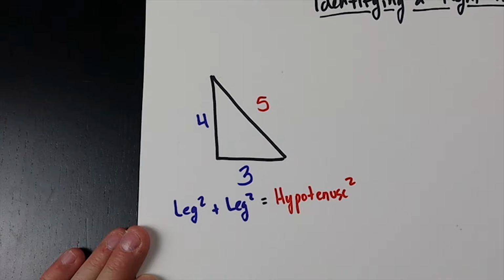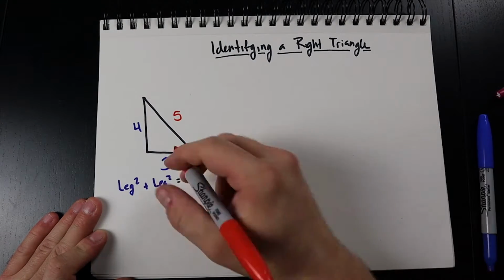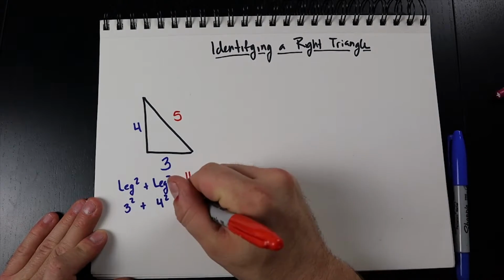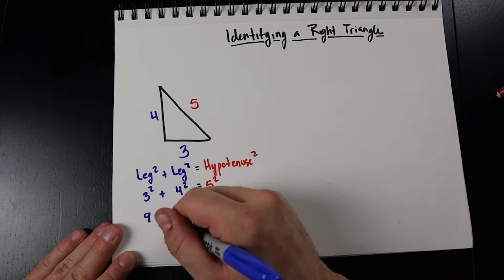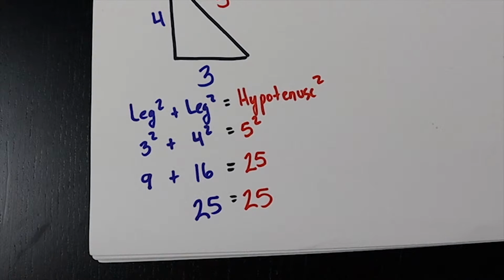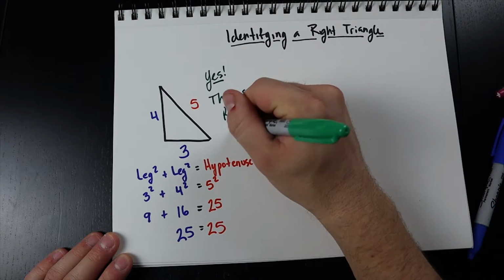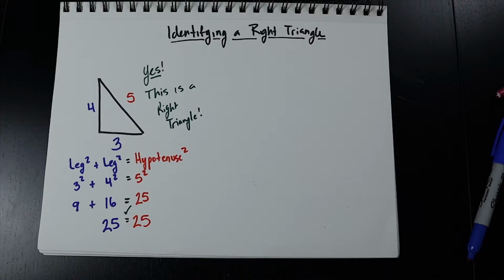Here's an example. We're given a triangle with all three sides. Nothing is missing. As always, we write out our equation, plug in the given values, and simplify the left and right side. The result tells us that 25 is equal to 25, and this is a true statement. These triangle sides worked with the Pythagorean theorem perfectly, so we know that yes, this is a right triangle.